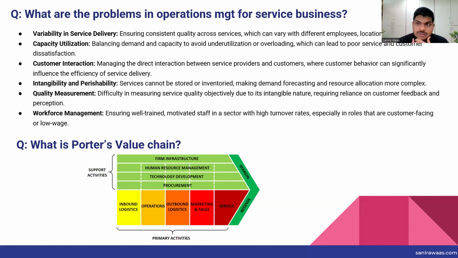And then the capacity, right? You have to focus on your capacity in a more focused manner because you have to balance the demand and the capacity because it's service, right? We can't store it like a hard product. Because service you can't store, right? So you have to be more focused on your capacity. Customer interactions, right? There are more interactions than in a normal product business. Then intangibility, perishability, quality measurement issues, right? How to measure whether its quality is good or bad.